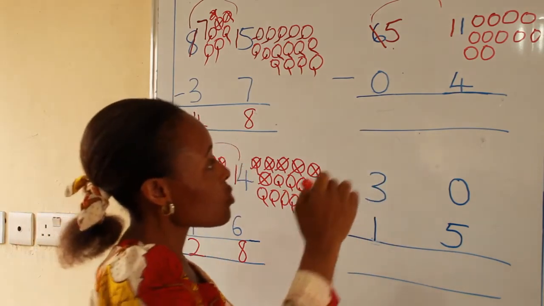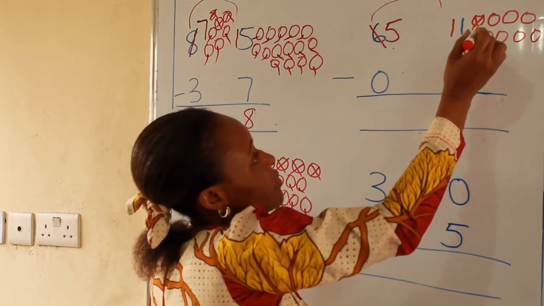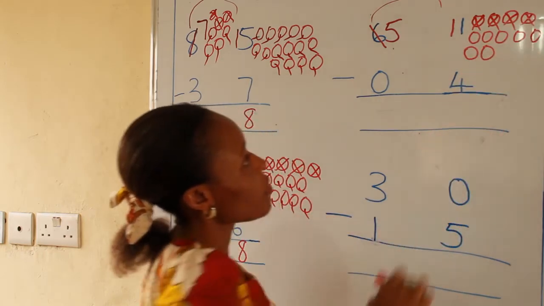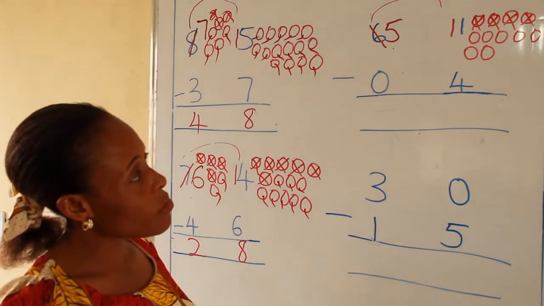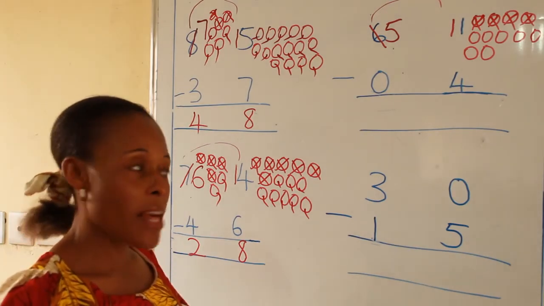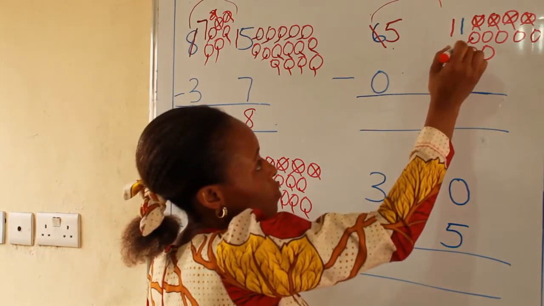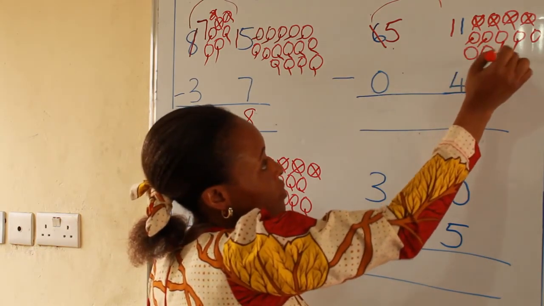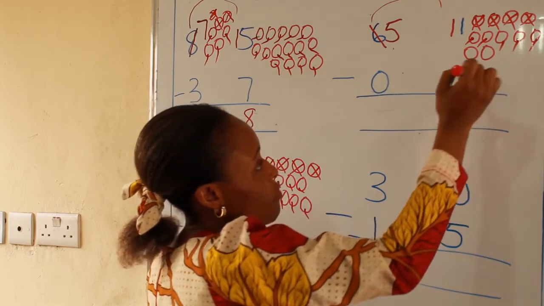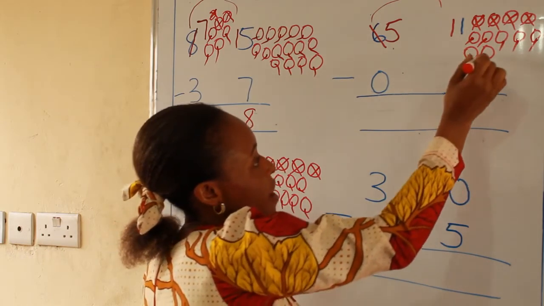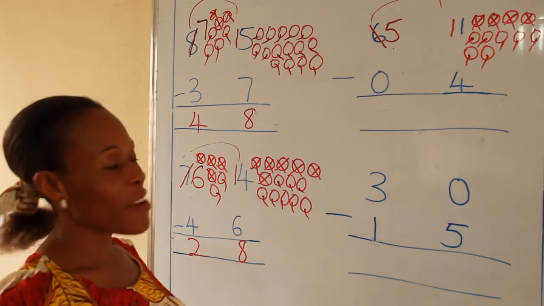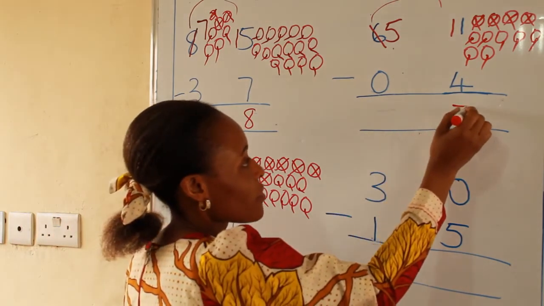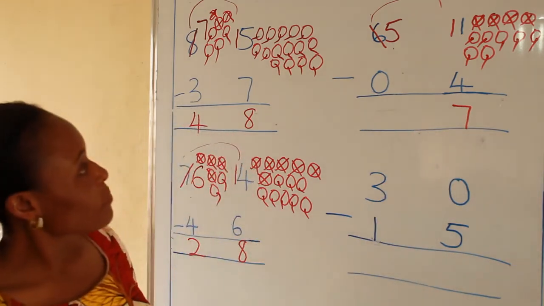Now you're going to subtract with me. 1, 2, 3, 4. So we are going to count out how many counters are left. Let's count together. 1, 2, 3, 4, 5, 6, and 7. The answer is 7. Good. So you are going to write down number 7.